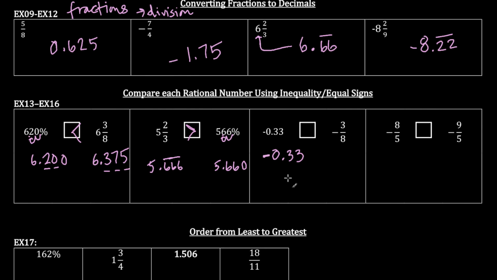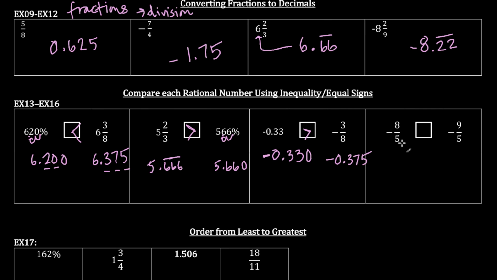Now this side is already good to go. So negative 0.33 hundredths, and this is negative 3/8. What did I do for 3/8? Here, negative 0.375. I'll put a 0 here to help us. Now you've got to remember, negatives are different than positives. The bigger negative is further to the left, which means the bigger negative is actually less. So which one's the bigger negative? 330 or 375? This is the bigger negative. That means it's actually less.